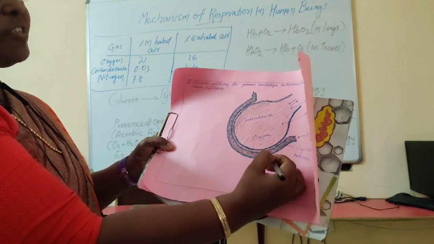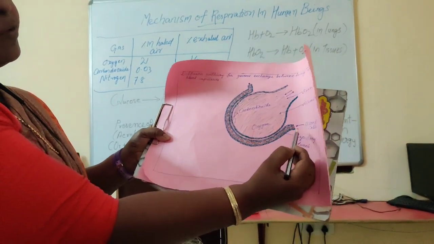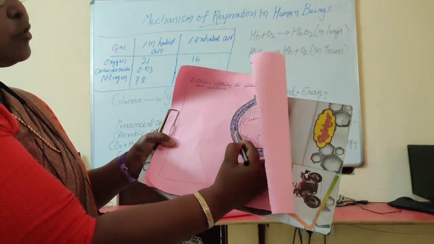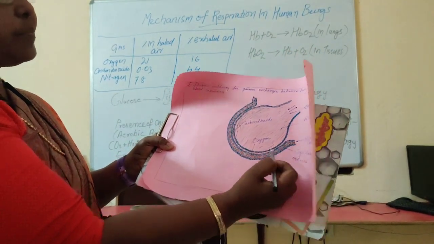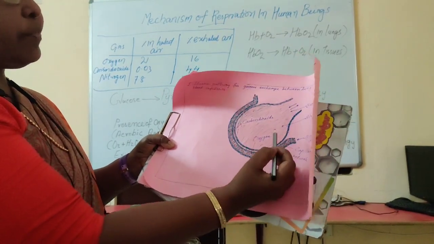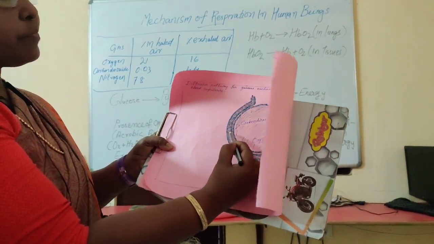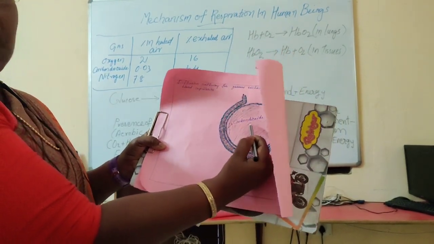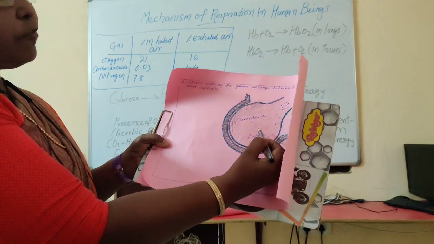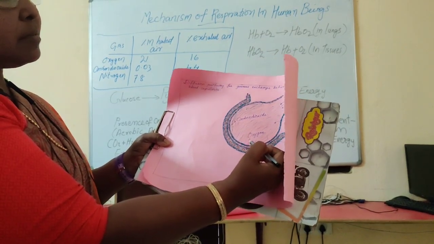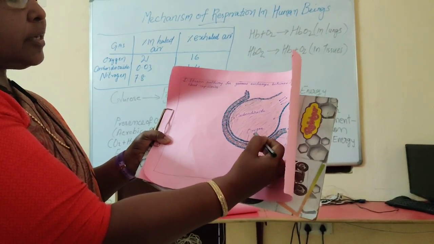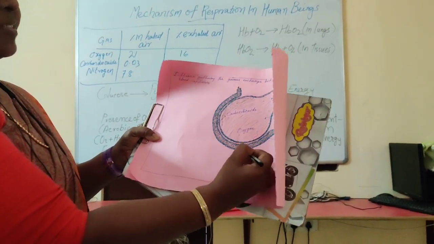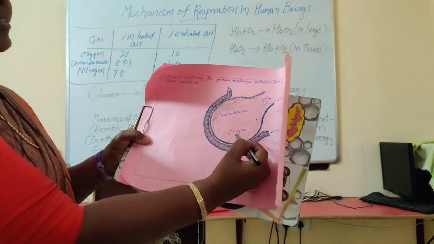Inside the capillary network, there are blood cells. You can see the red spots. These are showing the blood capillaries. From the blood capillaries, carbon dioxide diffuses to the alveoli, and from the alveoli, oxygen is taken by the blood cells. Here the exchange of gas takes place.